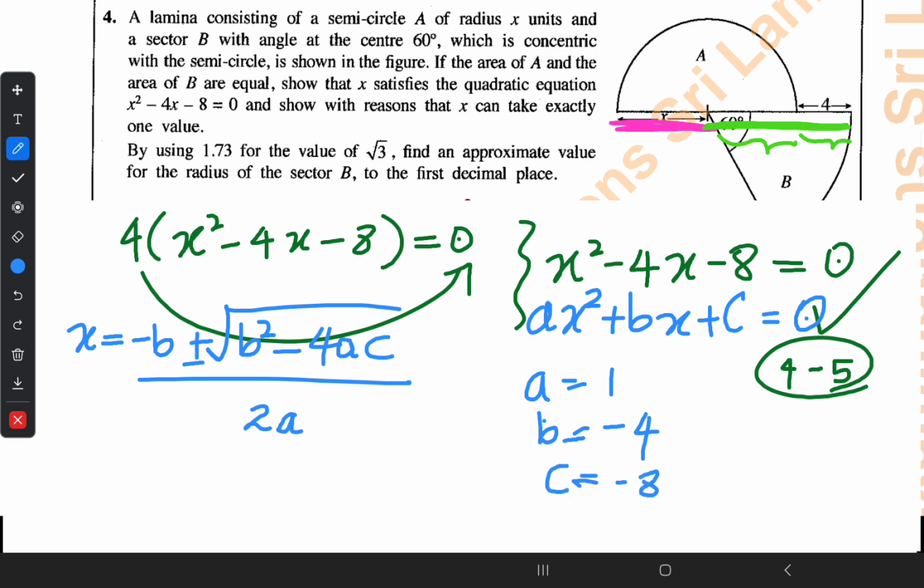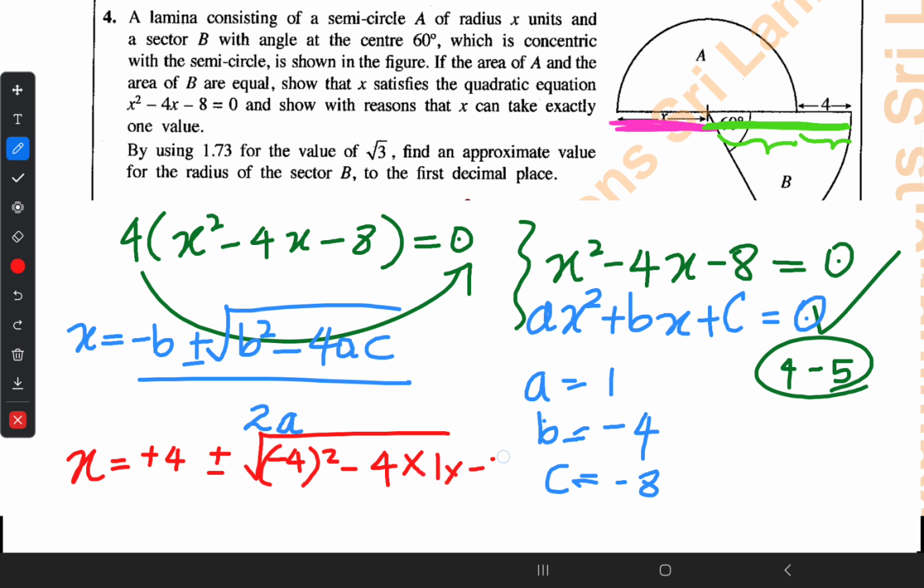So we have to substitute the respective values into the formula. Let's substitute them. x is equal to negative b. b already has a negative value, so negative into negative 4, negative into negative will become positive. Plus or minus the square root of negative 4 squared minus 4 into a, which is 1, into c, which is negative 8, divided by 2a, which is 2 times 1. So we have to simplify this to get two possible answers for x.